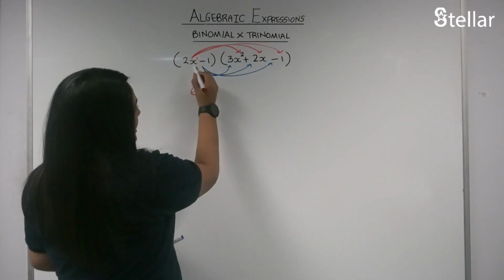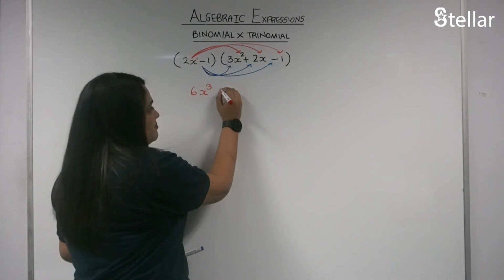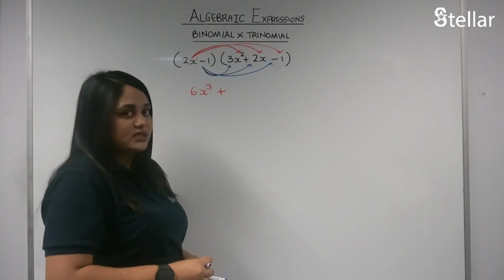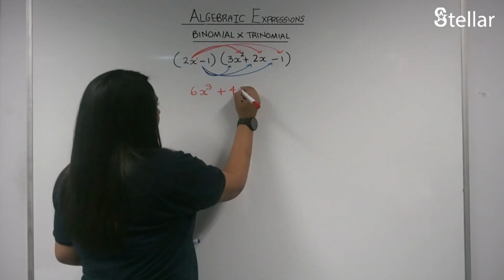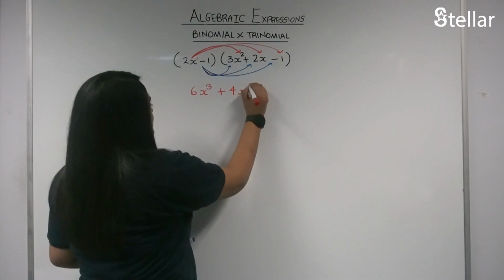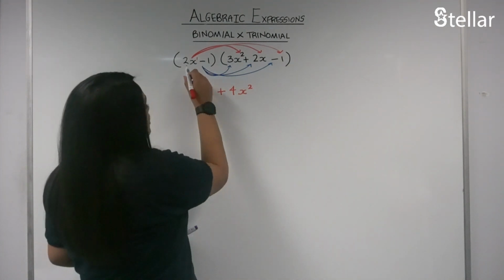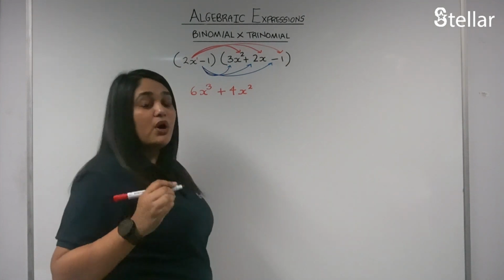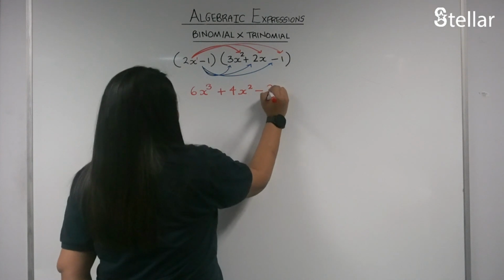Then you're gonna go further. You're gonna say 2x times positive 2x. That will give me plus, right? Because positive times a positive is positive. 2 times 2 is 4. X times x is x squared, because I add exponents. Then 2x times minus 1x. Positive times a negative is negative 2x.